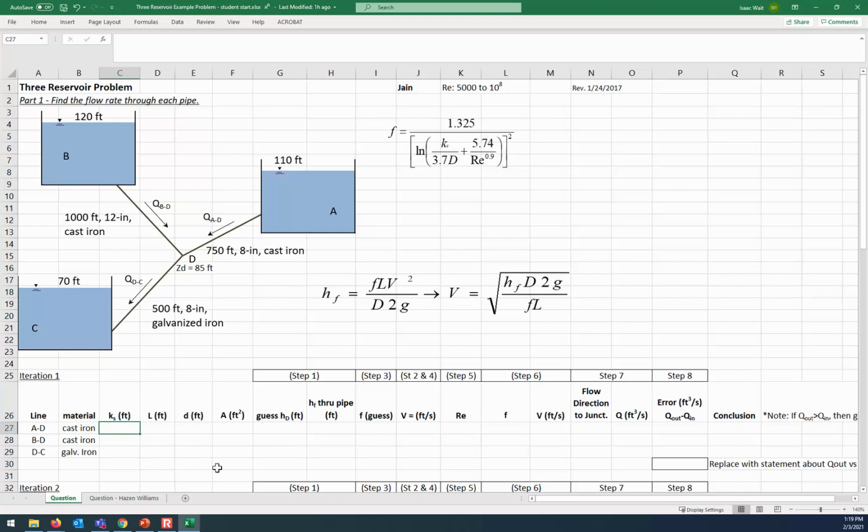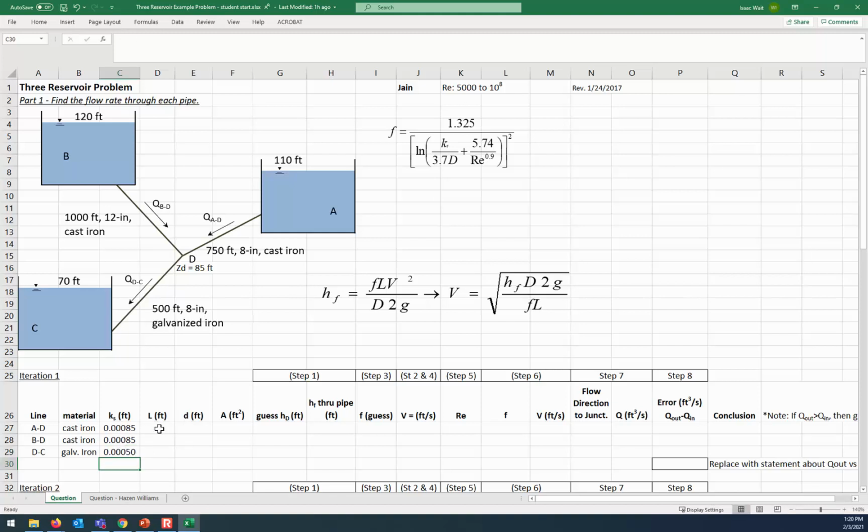Okay. So the material of each pipe is given. We could go to a table and look up the equivalent sand roughness. So cast iron, for example, we looked that up, 0.00085. And we've got that same cast iron for pipe BD, but DC is galvanized. And galvanized pipe is a little bit smoother. It's 0.00050.